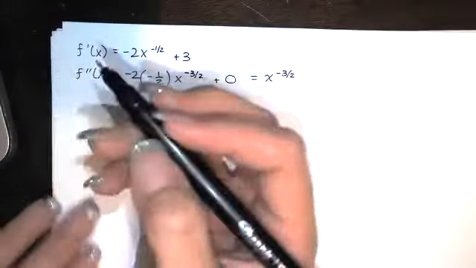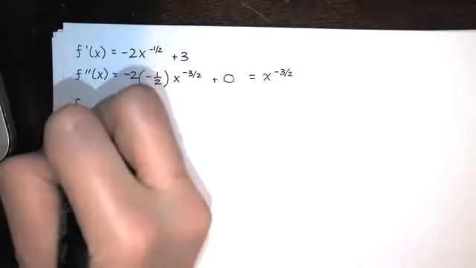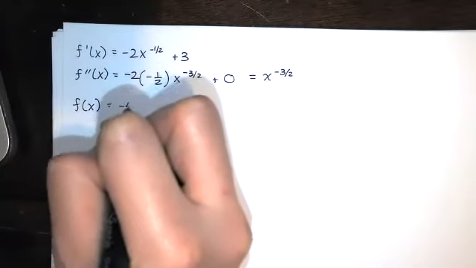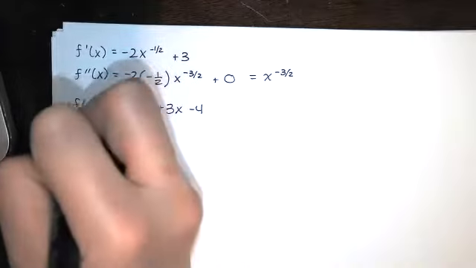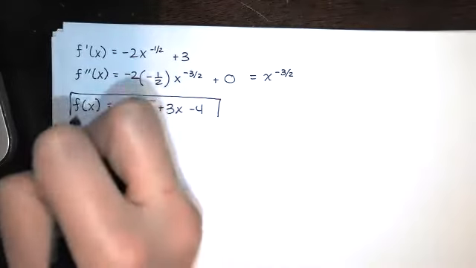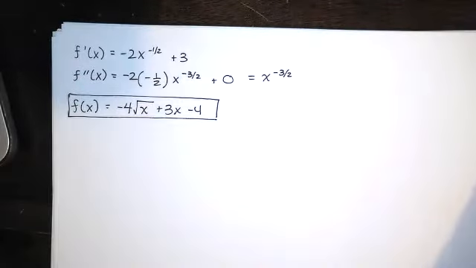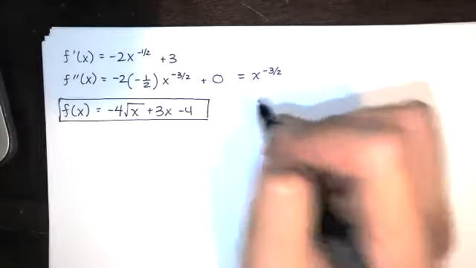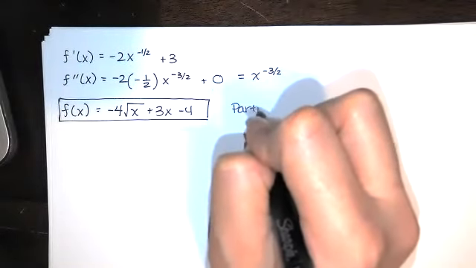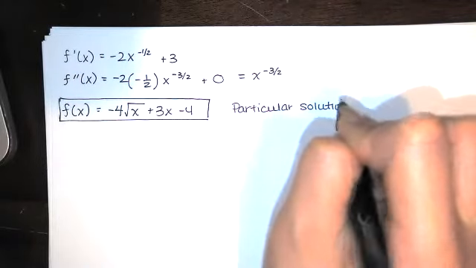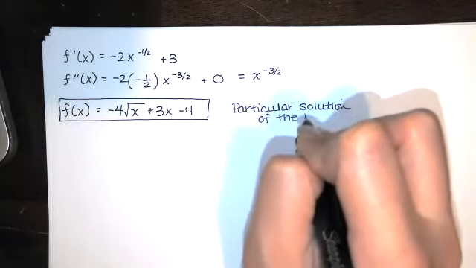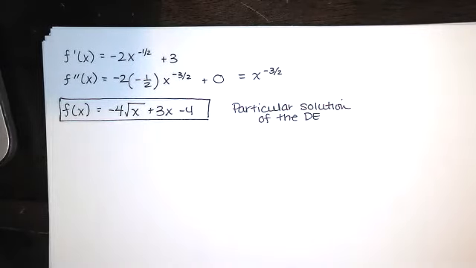Now, here's some new terminology. This function here that satisfies the differential equation and both initial conditions is called a particular solution to the differential equation. A particular solution of the differential equation is a solution that does not have any arbitrary constants in it.